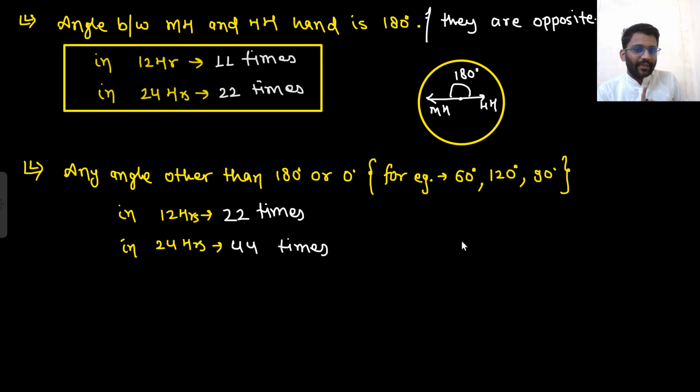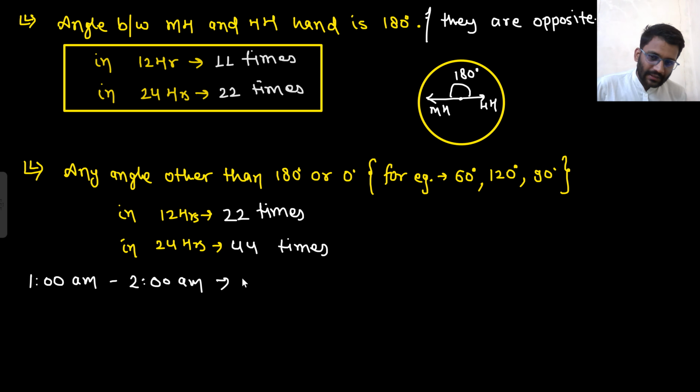So basically what is happening here is that in every hour they are coinciding twice, except between 11 to 1. Between 11 to 1 they are coinciding only twice. Between 1 to 2 they are coinciding twice. What I mean to say, between 1 a.m. to 2 a.m., twice.